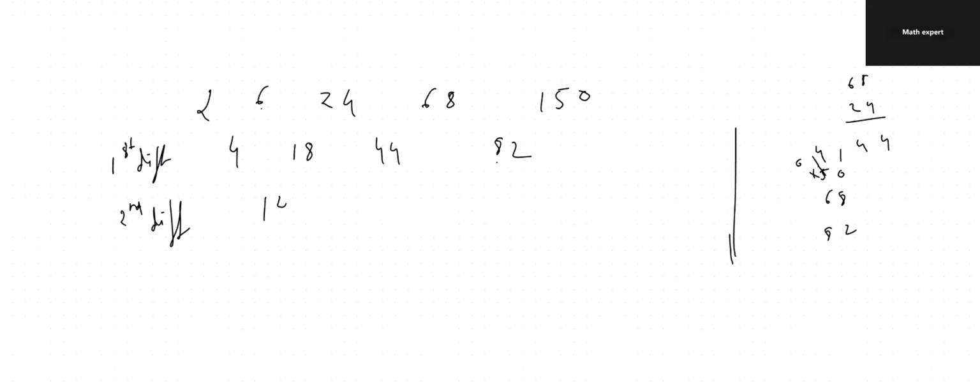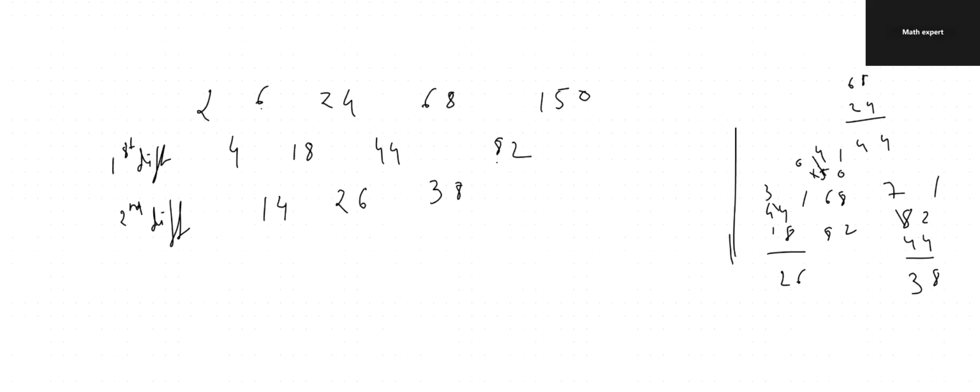Now 44 minus 18. So in this case, what you will do, you will find the difference. So that is 26. Now again you will do 82 minus 44. Do it in the rough work so that you don't make a mistake. So 12 minus 4 is 8 and 7 minus 4 is 3. That is 38. Now your second difference is also not constant. Let's try with the third difference.